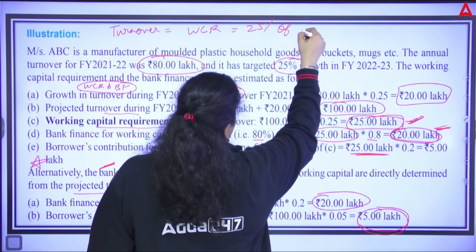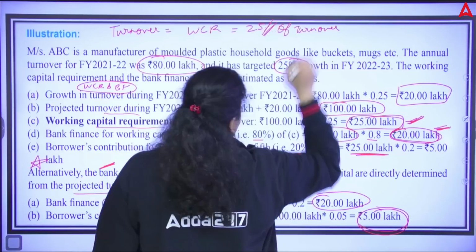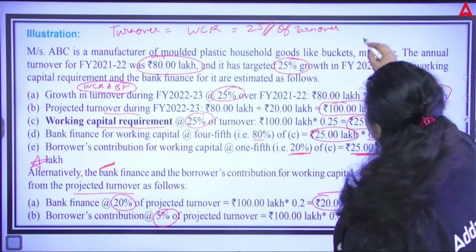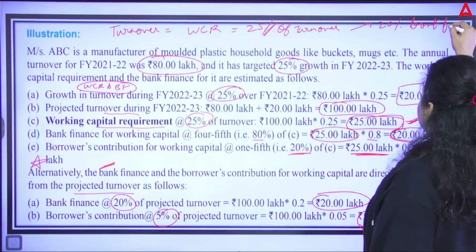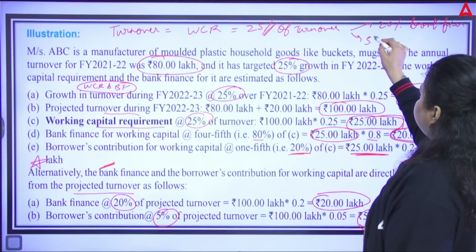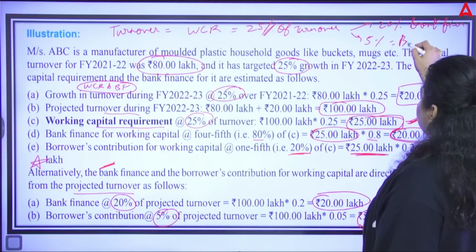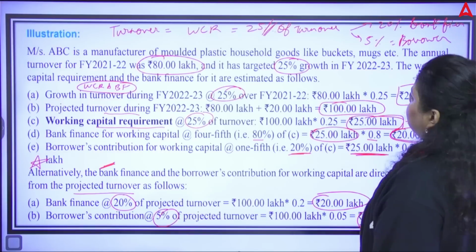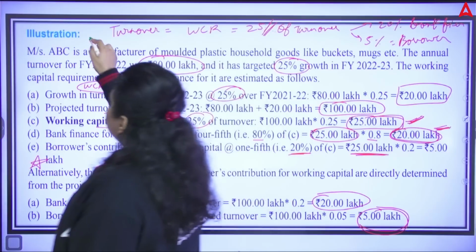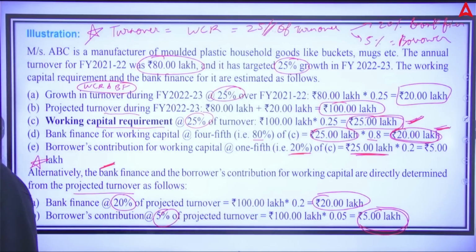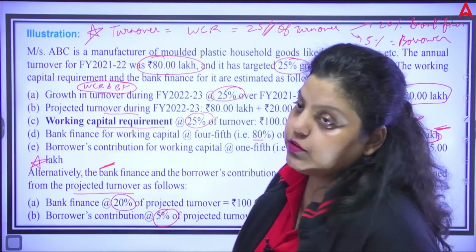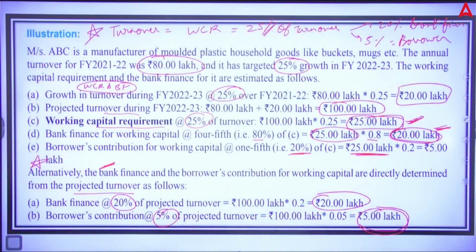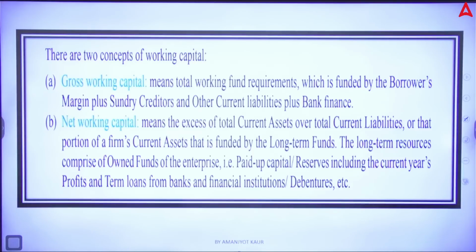Okay, and out of this 25% of your turnover, 20% will be given by the bank. That's the bank finance. And the 5% will be the borrower's contribution. So do remember this method. It's a very easy method to calculate all three values. You can use this method until and unless they specify the method by which we have to calculate the value. If they say to calculate with a particular method, you have to follow their wish.